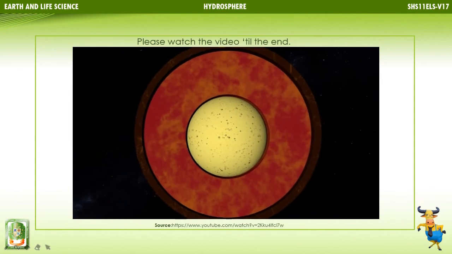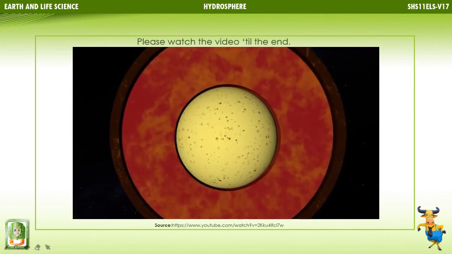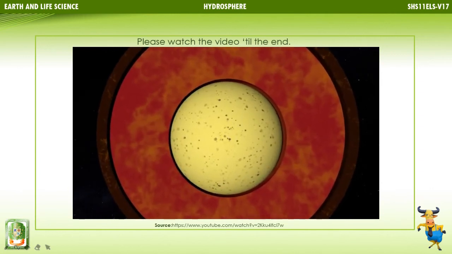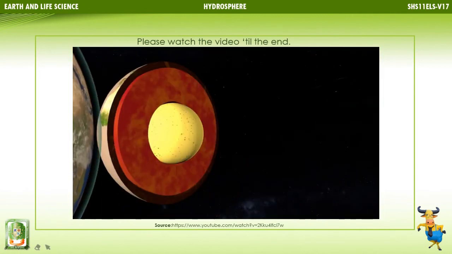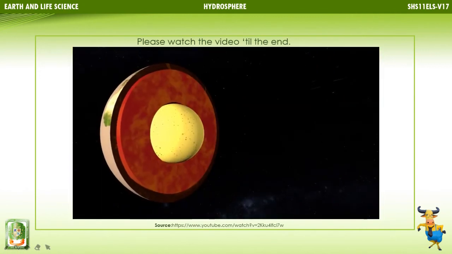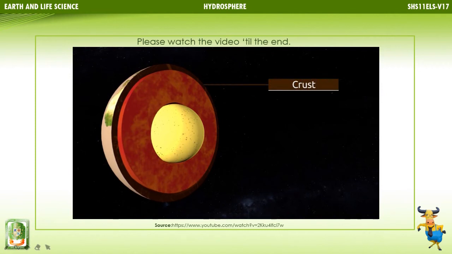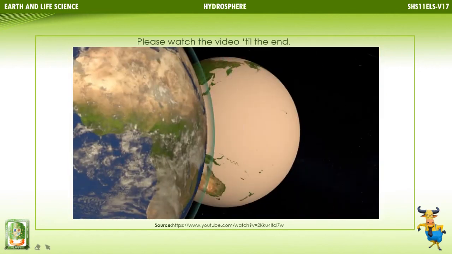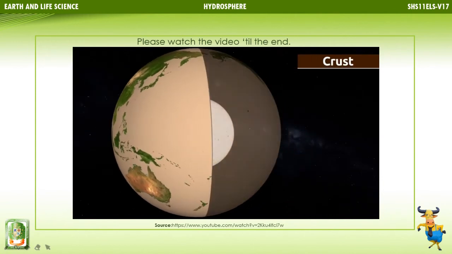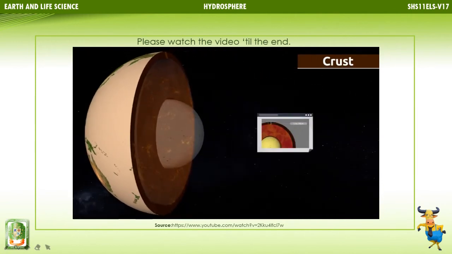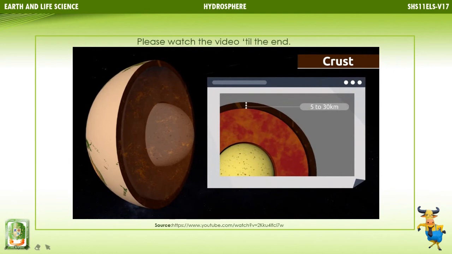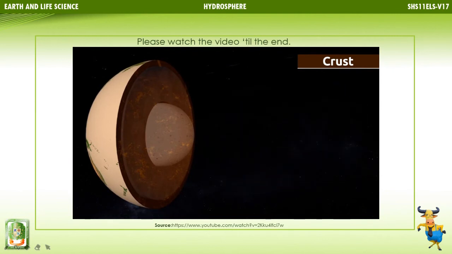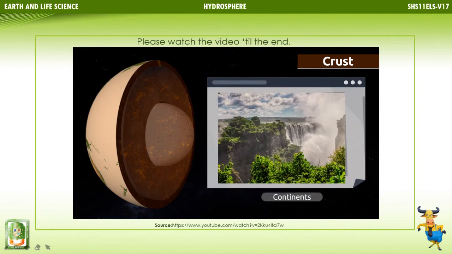The closer we get to the inner core, temperature, density, and pressure progressively increase. The geosphere is made up of 3 concentric layers: the crust, the mantle, and the core. The crust is the thinnest, outermost layer of the geosphere. The thickness of the crust varies from 5 to 30 kilometers, depending on where you are on the Earth. The crust is made up of continents and the bottoms of the oceans.